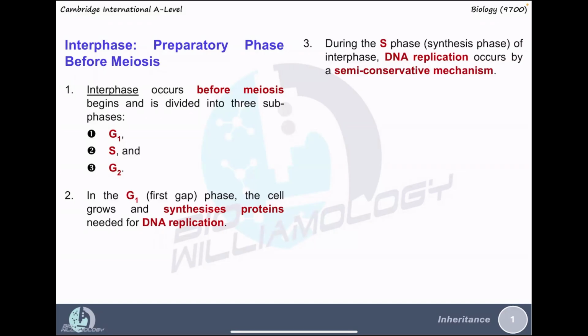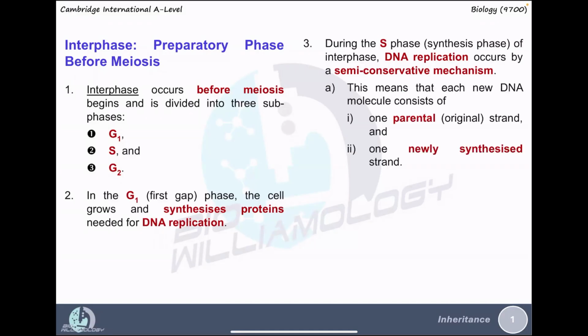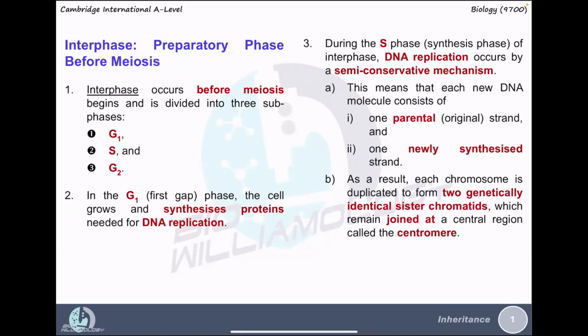During S phase, which is also known as the synthesis phase of interphase, DNA replication occurs by a semi-conservative mechanism. This means that each new DNA molecule consists of one parental strand and one newly synthesized strand. This we have learned in DNA replication previously. As a result, each chromosome is duplicated to form two genetically identical sister chromatids, which remain joined at a central region known as the centromere.